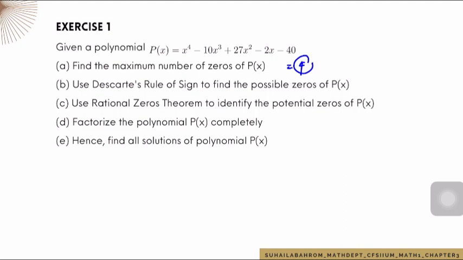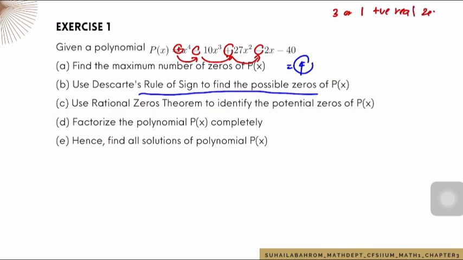And then we need to use Descartes' rule of signs to find all the possible zeros of p of x. By using Descartes' rule of signs, we have to detect the variations in sign here. We have the first variation, positive to negative. This is the first variation, this is the second variation, and this is the third variation. So there are 3 variations, meaning that there are 3 or 1 possible positive real zeros.